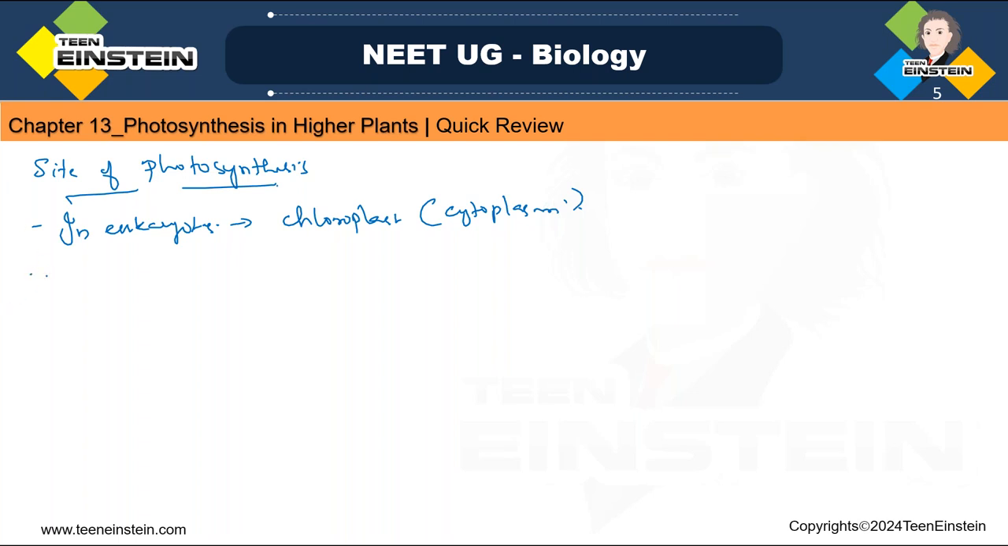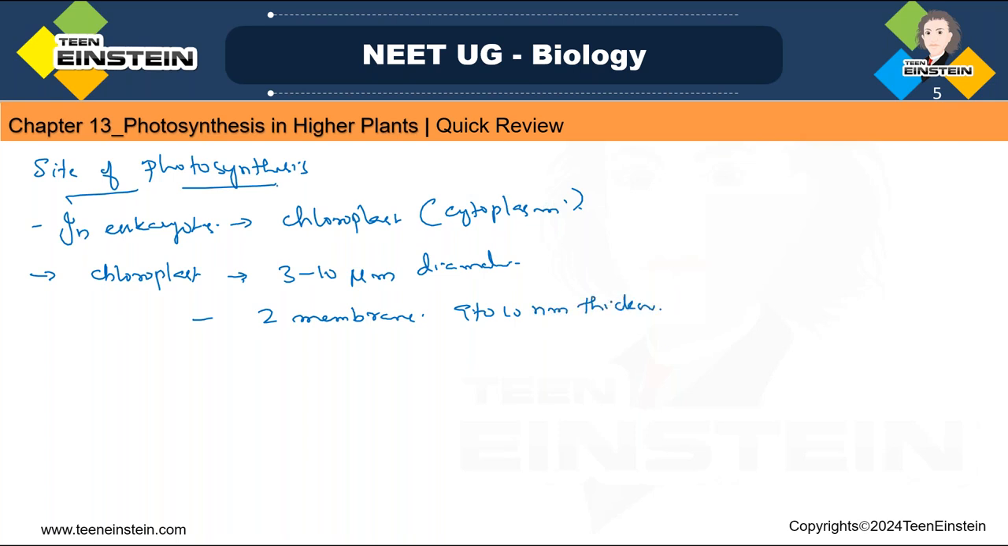Next point which we need to mention is the chloroplast. It is visible under a light microscope, and it is around 3 to 10 micrometer in diameter. It is covered by two membranes, so it is a double membrane system, and each membrane is 9 to 10 nanometer thick.